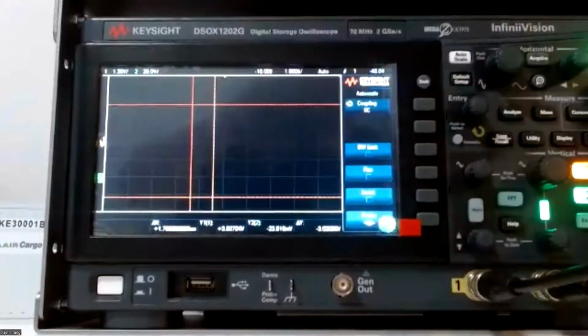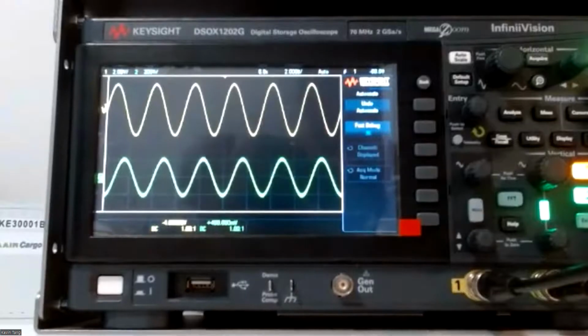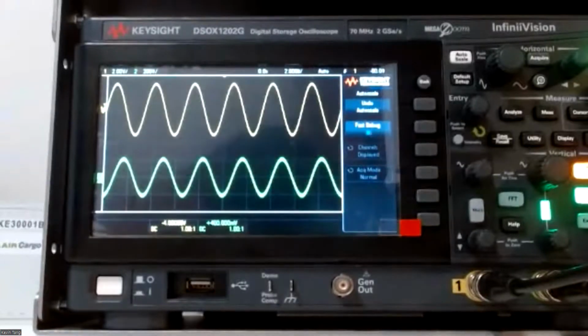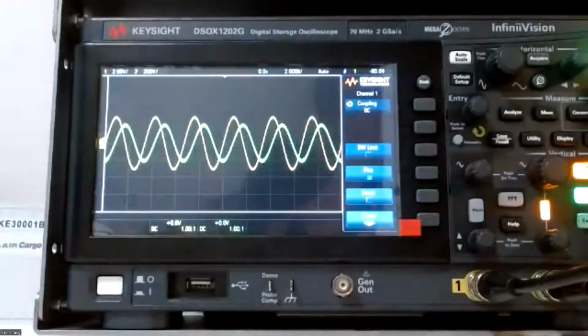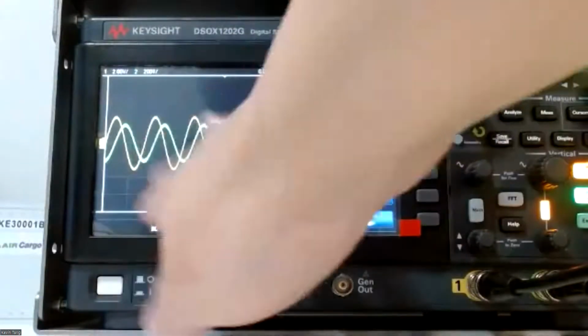Okay, again, first thing we press is over scale. You can see the 2 waves are there. First thing you do is press to the center, make them both in the center. You can see there's a phase difference, right? And you can see it's noisy.